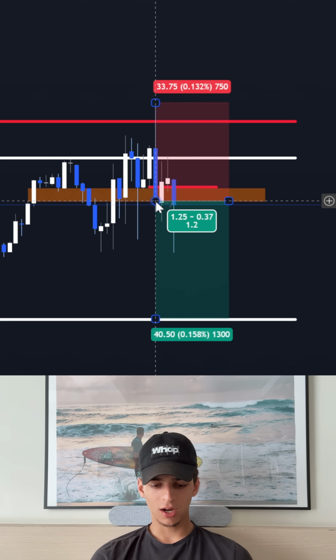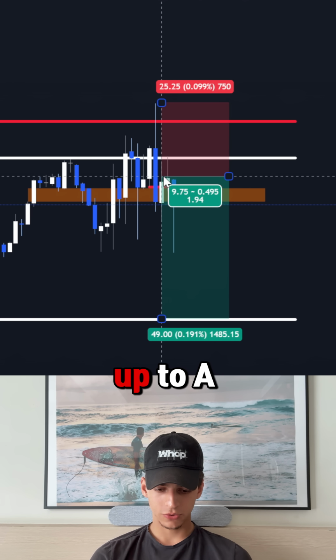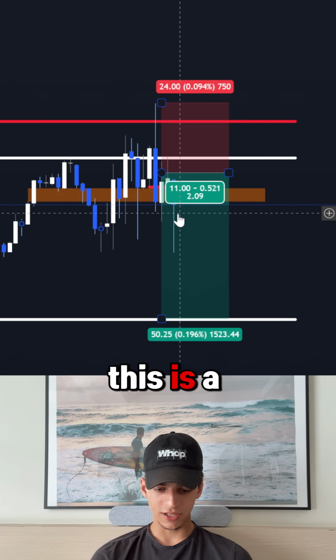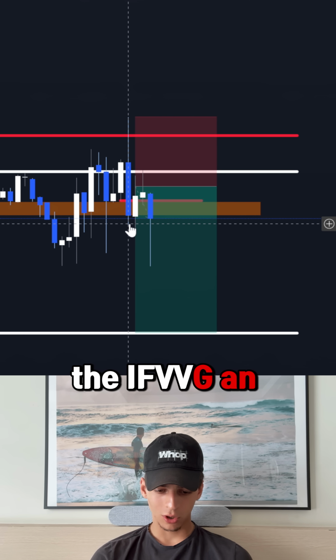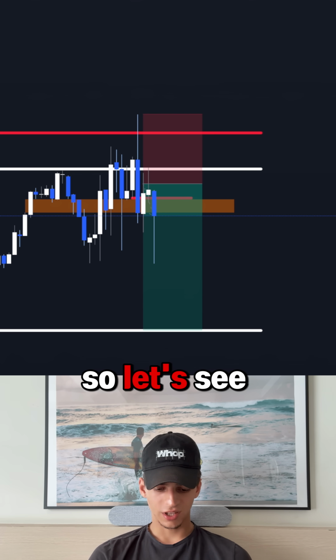So our entry will not come in at the close. Instead, we will need a deeper retracement. Let's drag this up to a 2R. You can see right over here, this is a 2R trade. And right after the IFVG and order block were formed, we actually did get that retracement in order to catch the entry. So let's see what happens next.